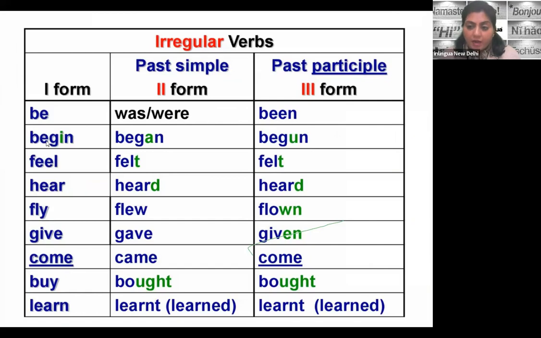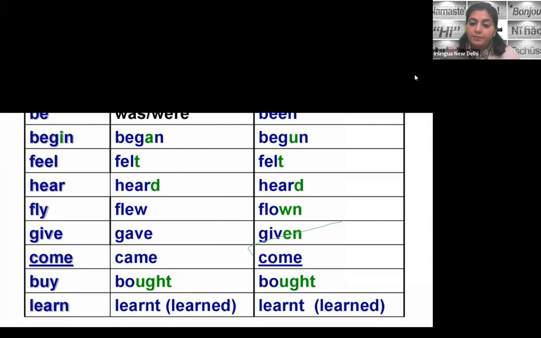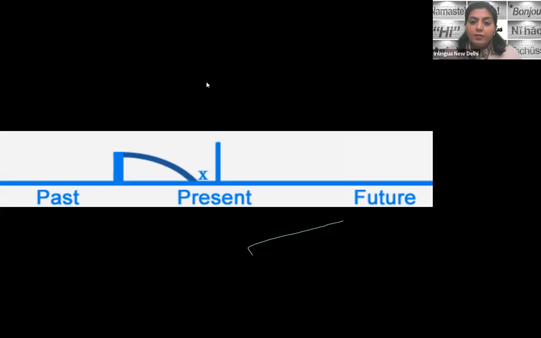Okay. Irregular words. Begin. Begin means to start. Begin, began, begun. Third form. Hear, heard, heard. Buy, bought, bought. Come, came, come.